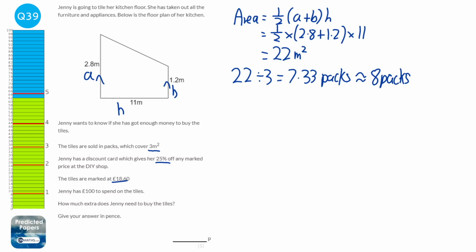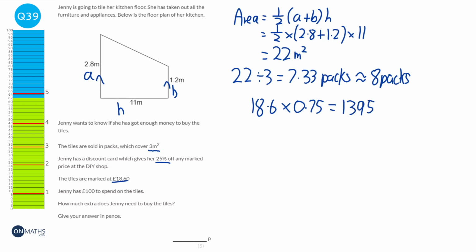And so what we're going to do is we're going to get the £18.60 and we're going to times it by 0.75. So we're just going to find 3/4 of it because she has a 25% discount, and that would be 1,395. So that's the tiles are going to cost £13.95. Now I've done this in pence and I've kind of muddled it together here, so really let's just go back because I've kind of done this in pence.